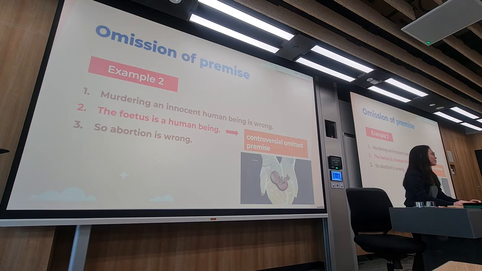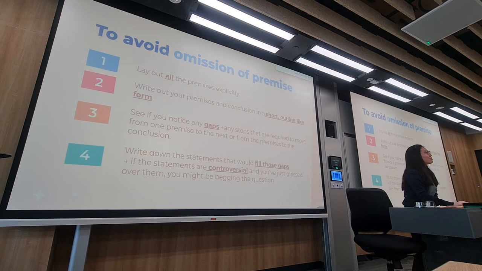Yep, so to summarize quickly, to avoid omission of premises, there are a few ways of doing it. Firstly, it would be to lay out all the controversial premises explicitly. And secondly, it would be to write out all your premises and conclusion in a short outline form and see if there are any gaps. Gaps referring to any steps that are required to move from one premise to the next or the premise to the conclusion. Yeah, and write statements to fill these gaps. For example, if the statements are controversial, then you might be begging the question.